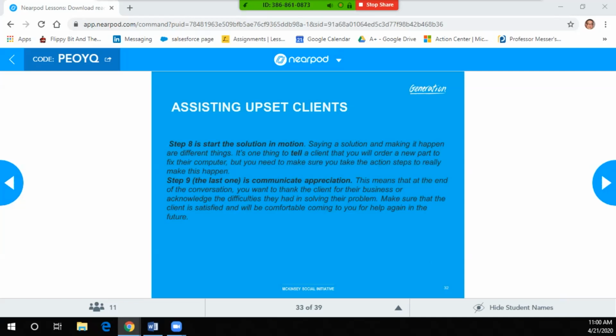Obviously, saying a solution and making it happen are different things. We want to make sure when we tell a client a new part is going to fix the computer, that we take the actions and steps to really make it happen. Make sure we get to procurement.